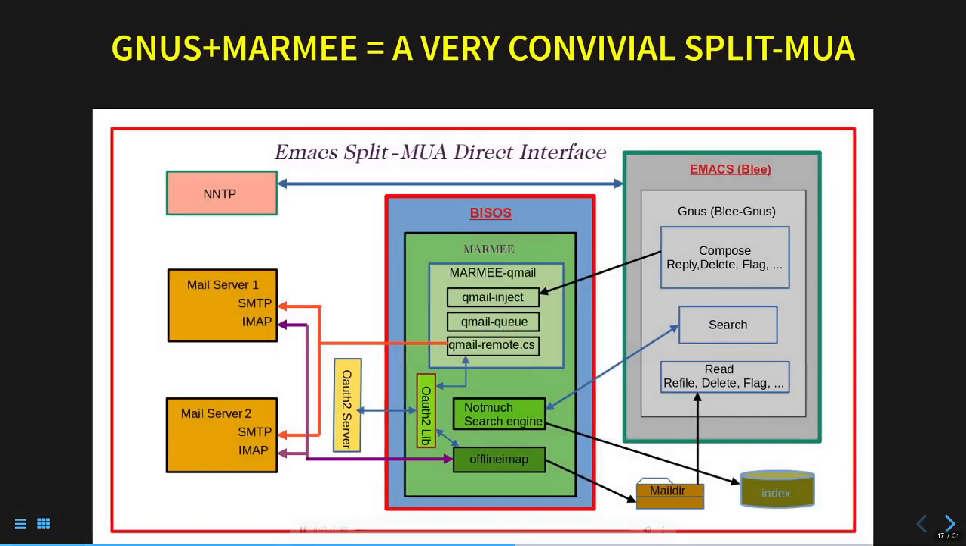The idea of MARMEE is that of packaging together the mail protocol's parts of the split MUA. MARMEE, which is of course in the context of BySauce, is the green box in this slide. For outgoing mail, we use an altered QMail. We will be looking deeper into QMail a bit later. For incoming mail, we are using offline IMAP, which is OAuth 2 aware. Before going into more details, let's take a look at the parts list for BySauce MARMEE and BLE Gnus.